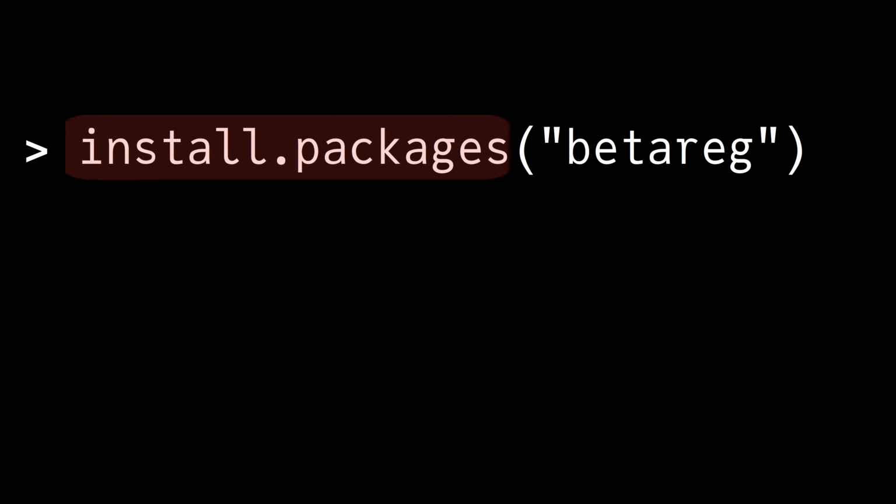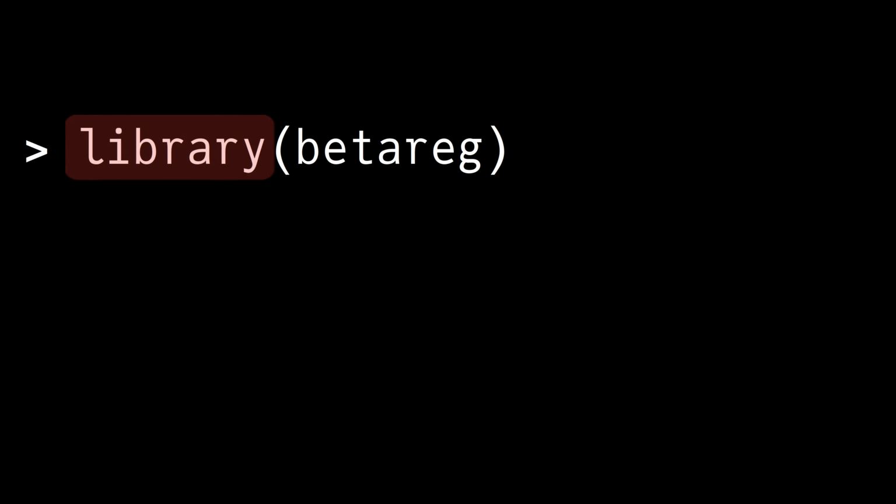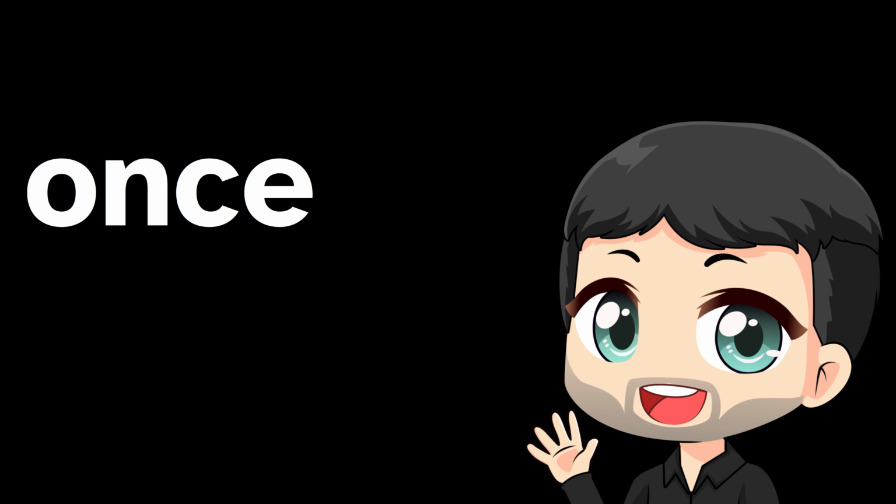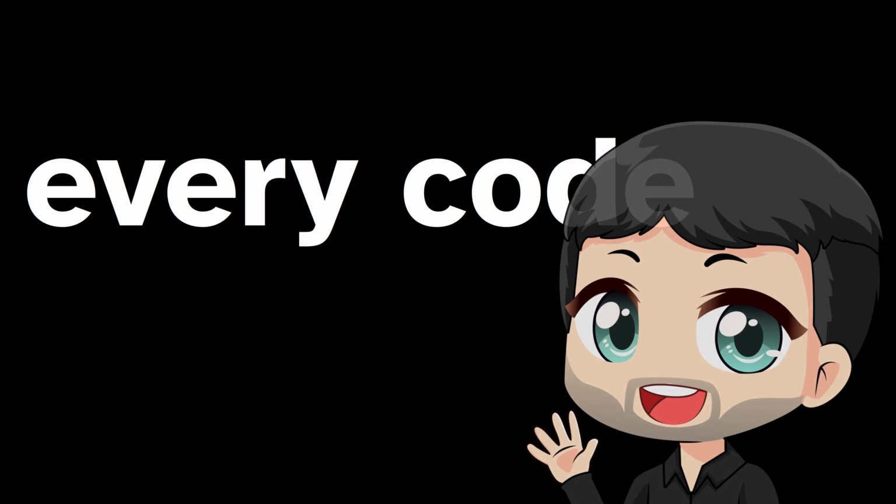Installing puts a copy on your computer. Library is used to tell R you want to use a particular package. So installing you normally do once, library used in every code where you wish to use the package.